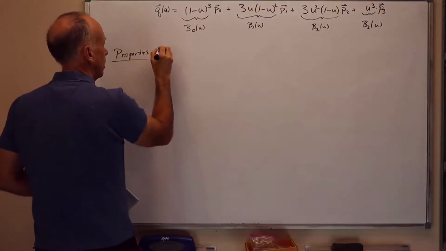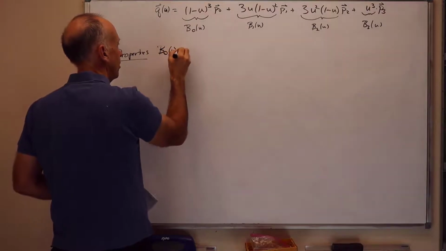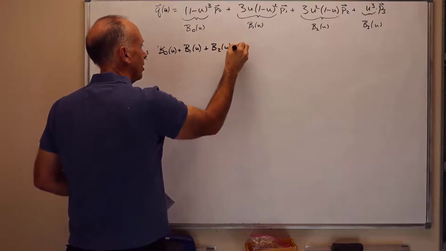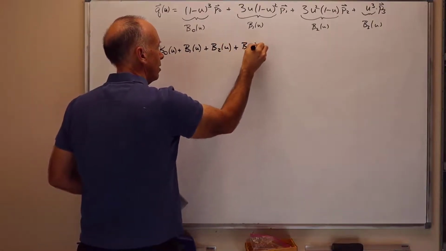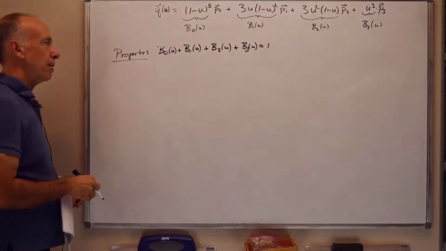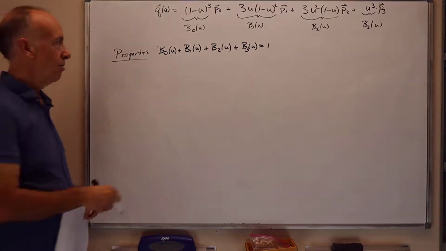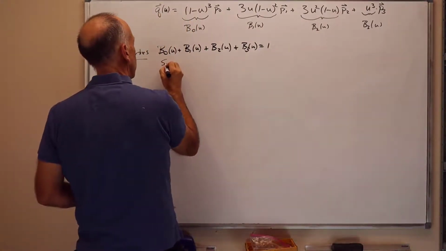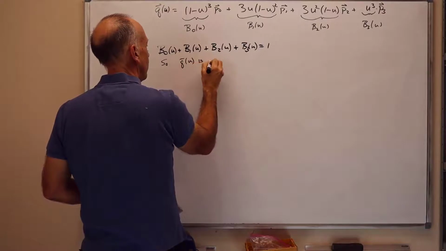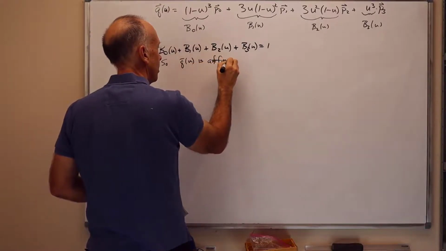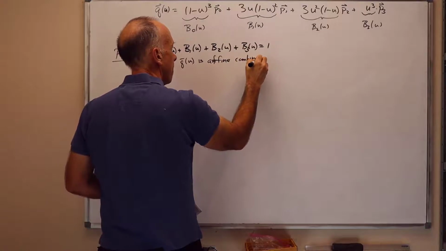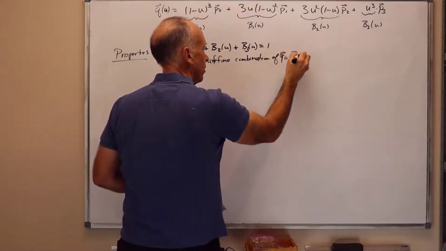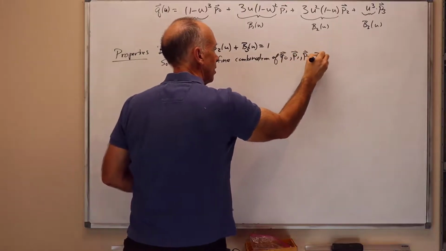And so some easy properties here are that, first of all, B0 of u plus B1 of u plus B2 of u plus B3 of u is equal to 1. That's easy to do by hand, or you can do something with the binomial theorem to see why that adds up to 1. So Q of u is an affine combination of P0, P1, P2, and P3.